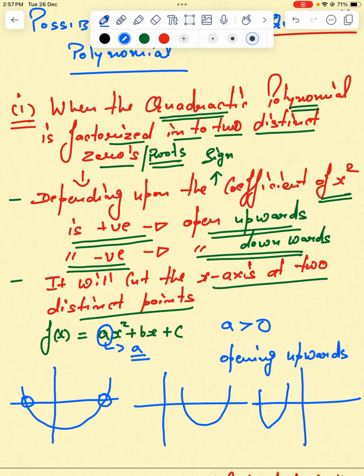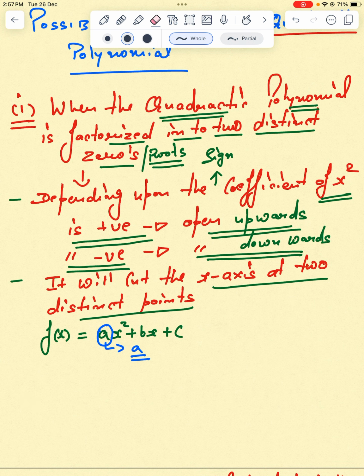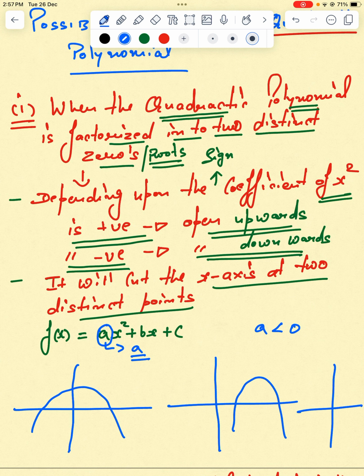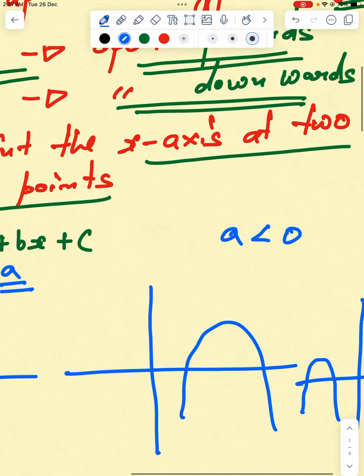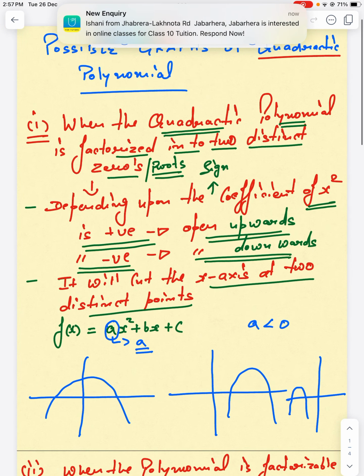Now what about the case when a is negative? We'll see this also. If a is negative, then it will open downwards like this, or it can go like this. Please mind the space, right? Three cases are possible. So I think this is clear for you.